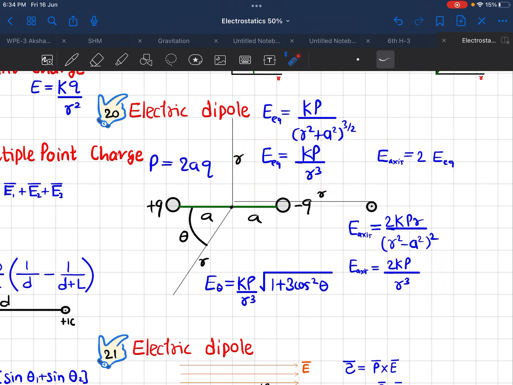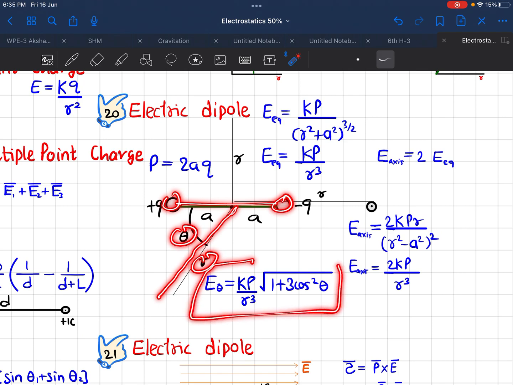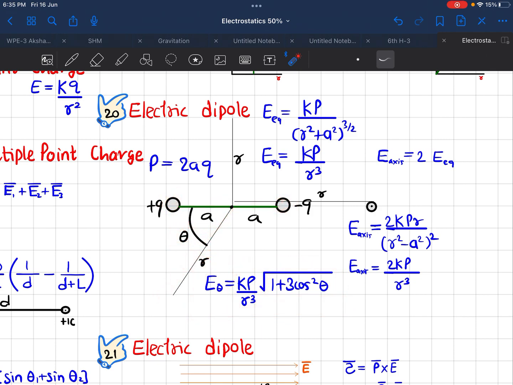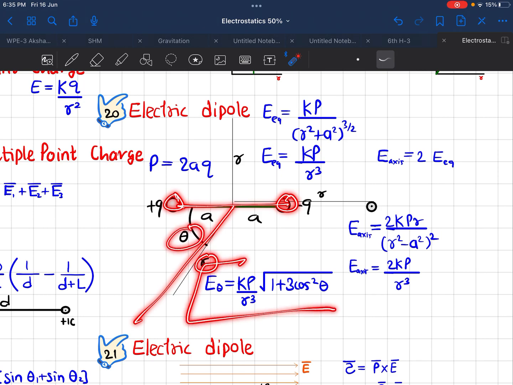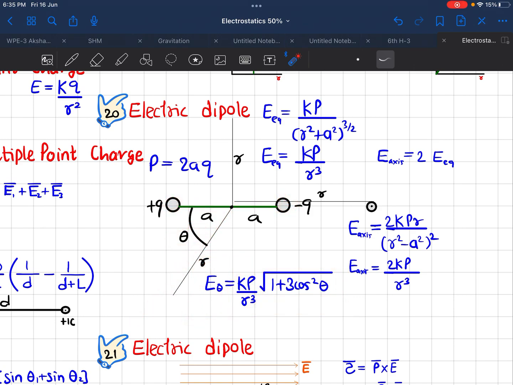Now last, electric field intensity of a dipole at an angle theta and a distance r is E theta = kp/r³ times the square root of (1 + 3cos²θ). These are very important equations.